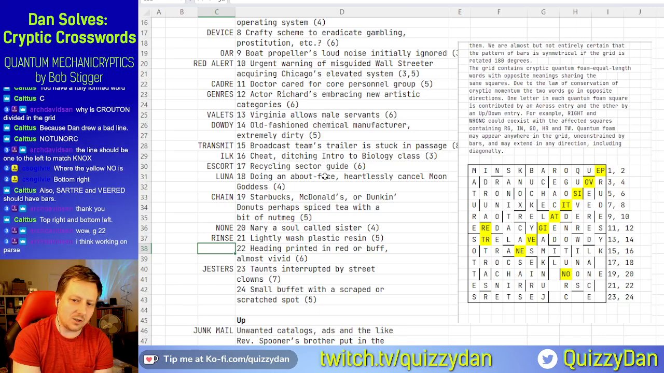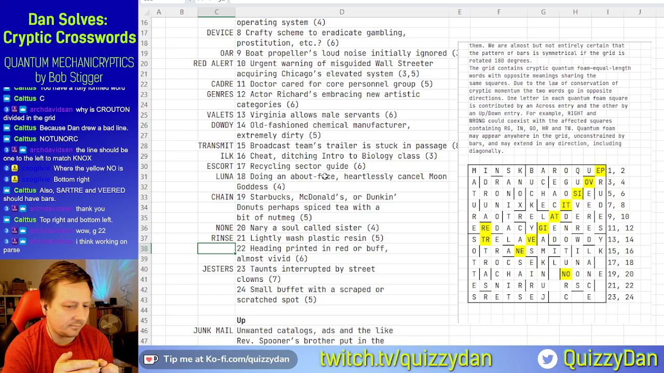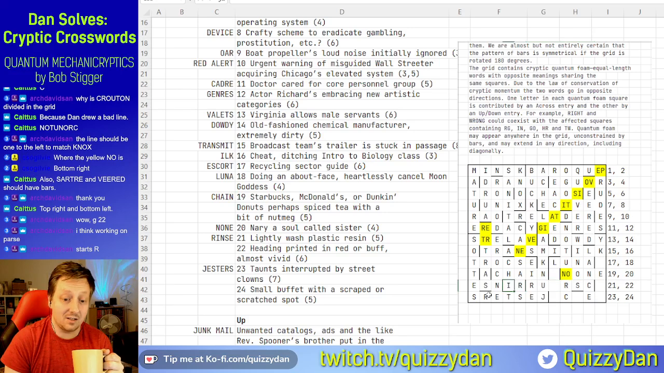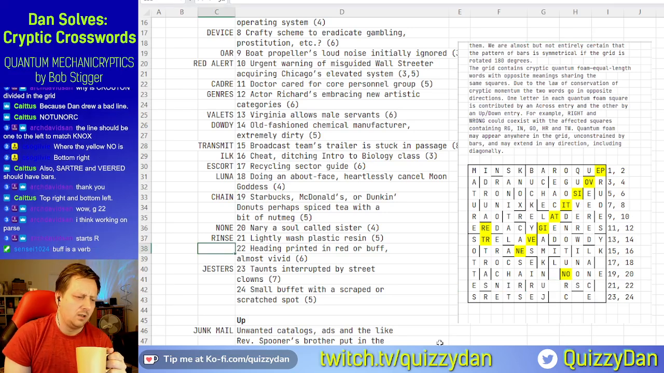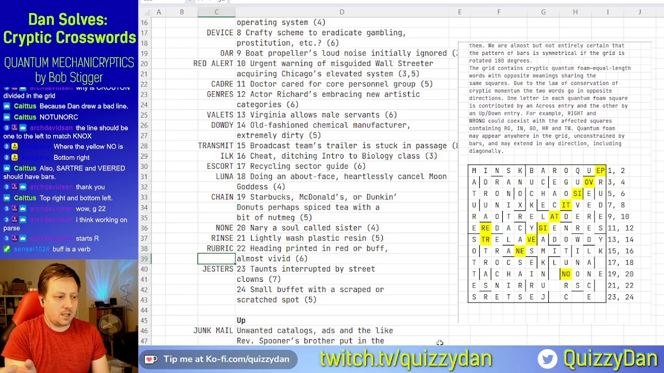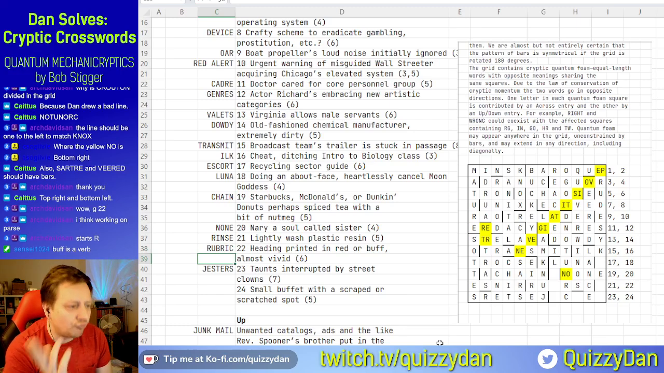First letter, please, Arch. This looks like a tricky one. But this is where it goes. It goes in this slot here. Start R. R for red, then. Heading printed. Rubric. Rubric. So, buff must be rub. Almost vivid. Rich is vivid.